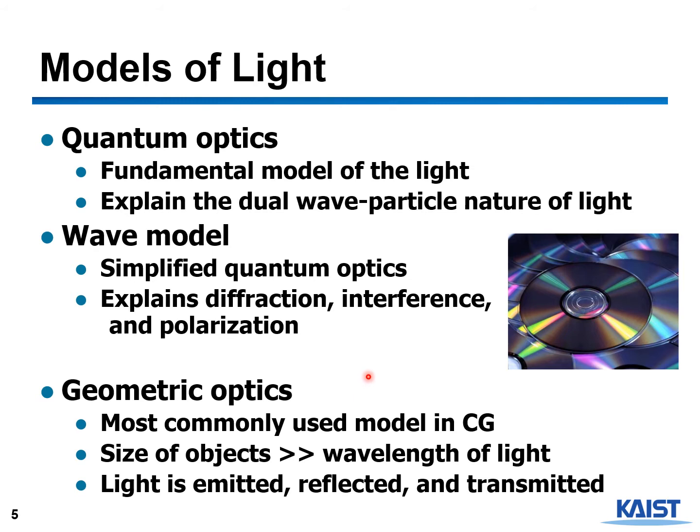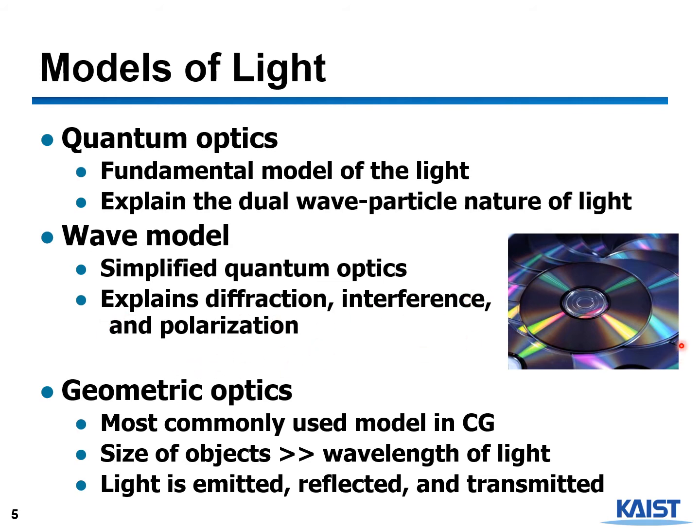There are different types of models of light. The most detailed model is quantum optics. It's one of the fundamental models of light. It explains well the dual wave and particle nature of light. But to generate images, considering quantum optics takes too much time. So instead, when we need to consider the wave property of light, we typically use the wave model of light. It is a simplified quantum optics. It explains wave features like diffraction, interference, and also polarization.